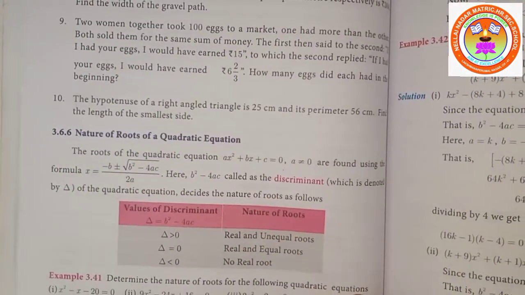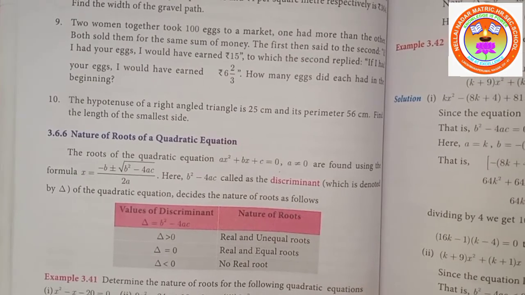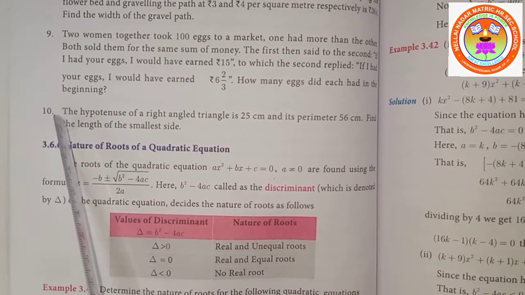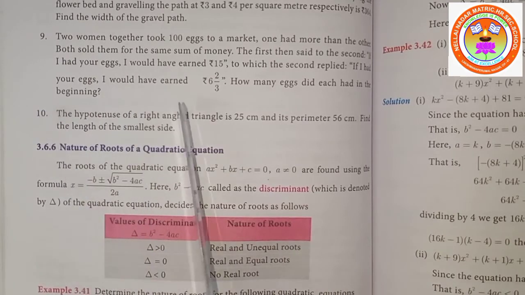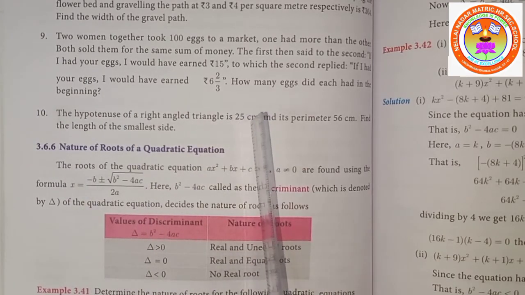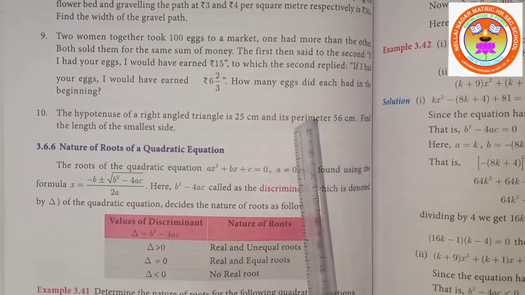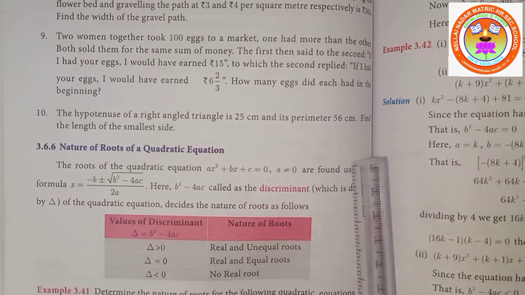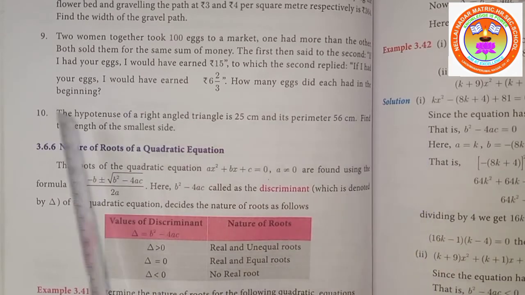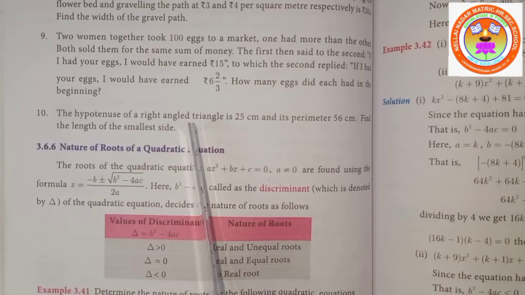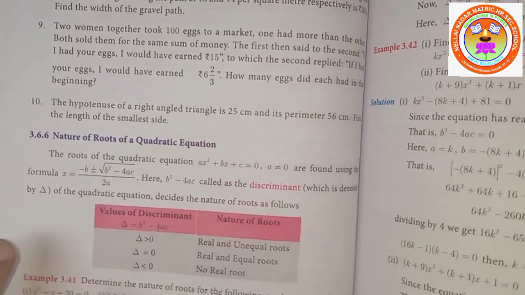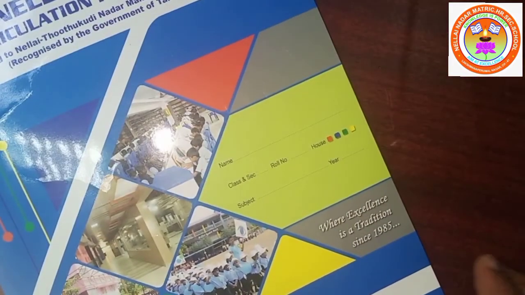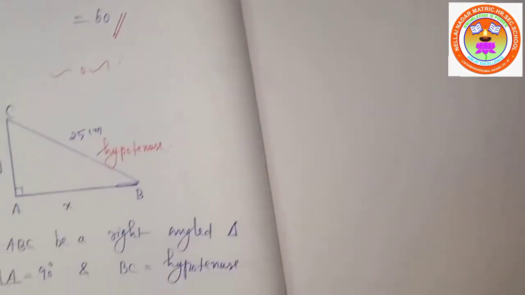Now, last problem. I read the question, listen. The hypotenuse of a right angle triangle is 25 centimeter and its perimeter is 56 centimeter. Find the length of the smallest side.